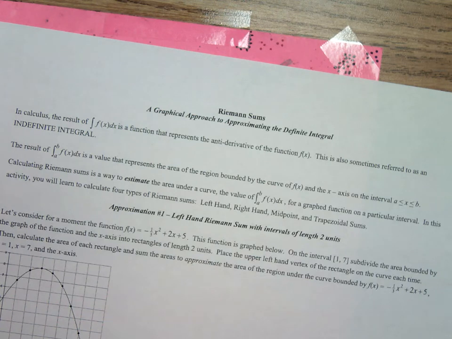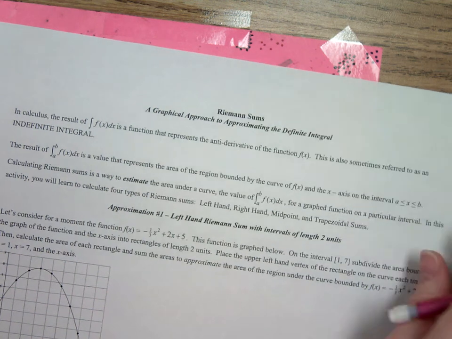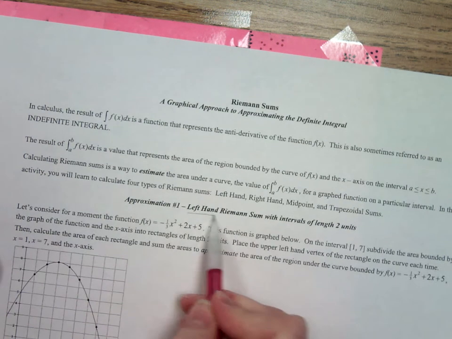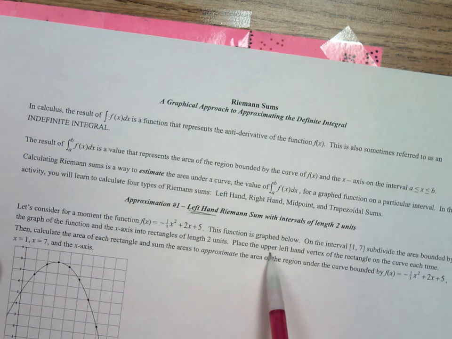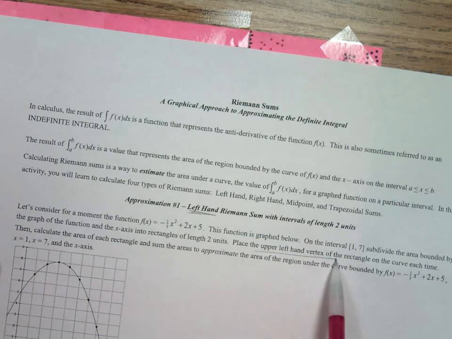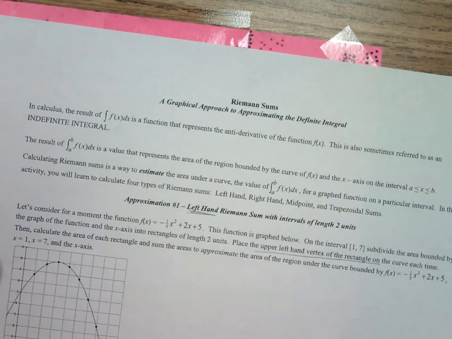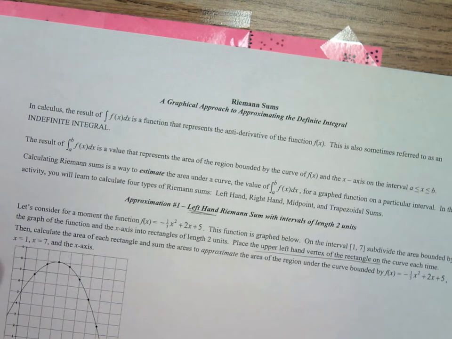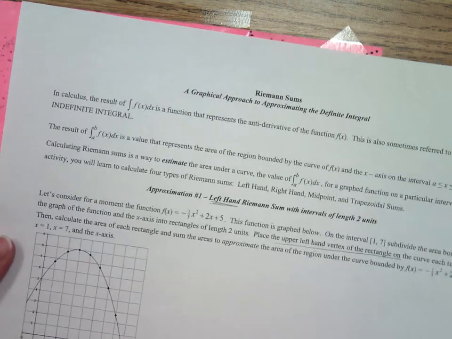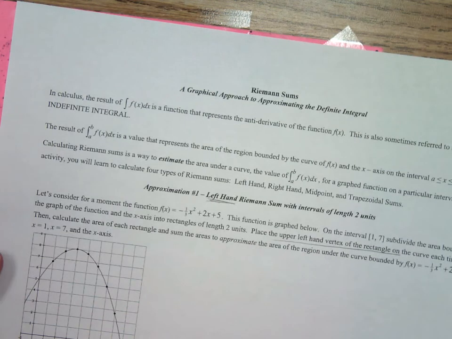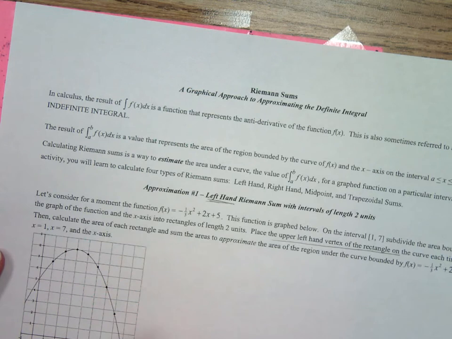Okay? So, where's my good pencil? Here it is. Since this is a left-hand sum, we're going to place the upper left-hand vertex of the rectangle on the curve. Then we're going to calculate the area. So let's just see how that looks. First of all, let's see what the drawing looks like. We're going from 1 over here to 7. That's the area that we're looking at. That's our interval from 1 to 7.